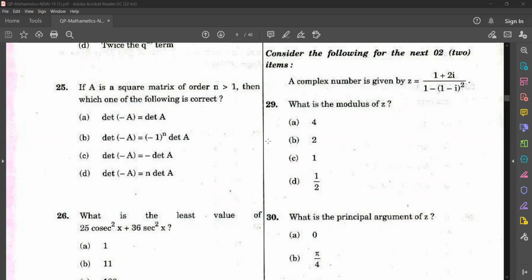We will see some previous year questions. These are the questions from NDA 1 2019. We are going to do some questions from this.